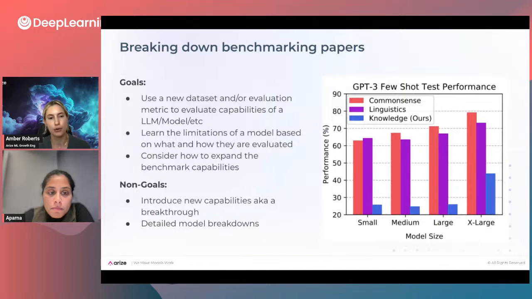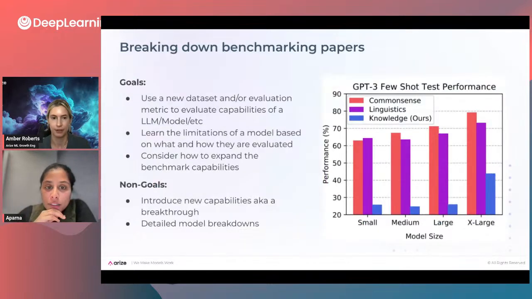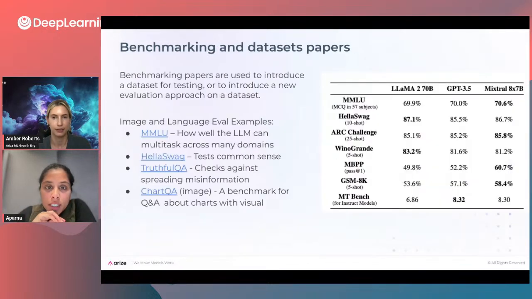And then non-goals: again, this isn't introducing new capabilities. They're not introducing a new model or new architecture. This is benchmarking that architecture. Another non-goal is a detailed model breakdown. You'll see when we go through the Mixtral paper, you're not going to get that kind of breakdown here. If you go back one slide, Amber, one more actually. This is a screenshot from the Gemini technical report.